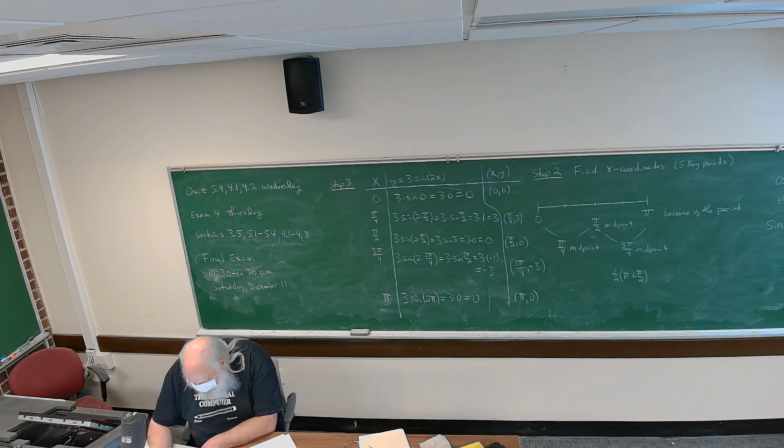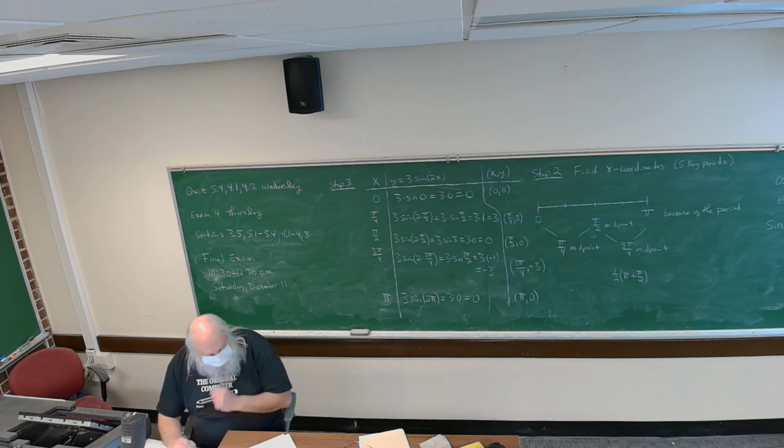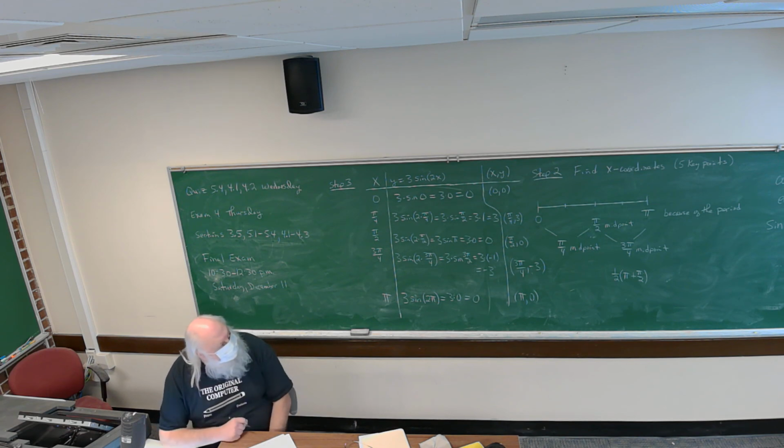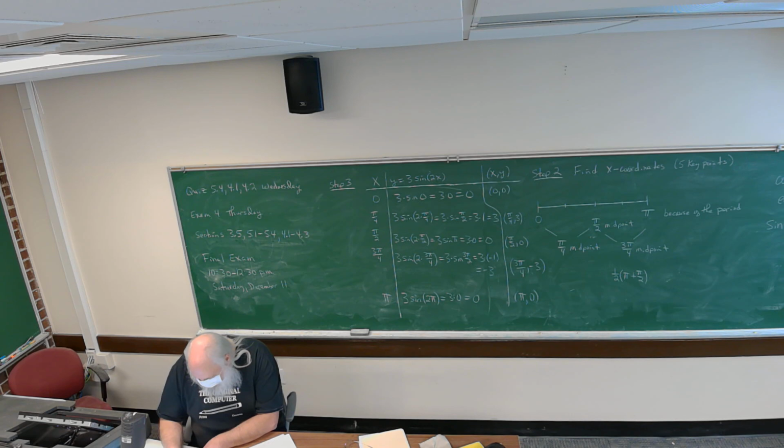And now we connect the dots with a smooth sine curve. And that is roughly what the graph of y equals 3 times the sine of 2x looks like. This is one cycle, which is also called one period.